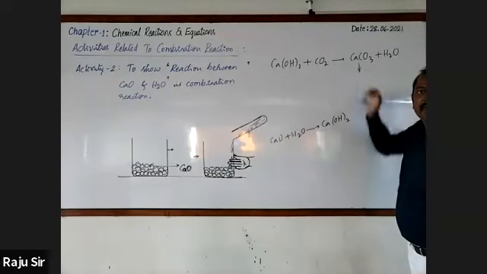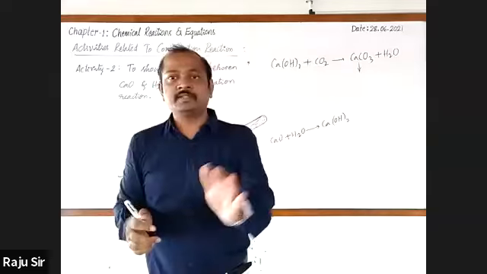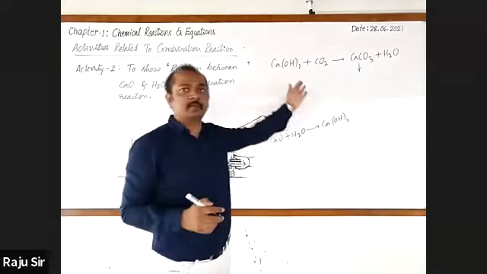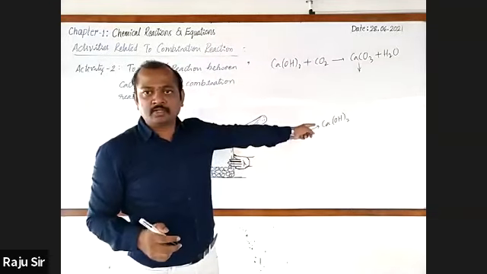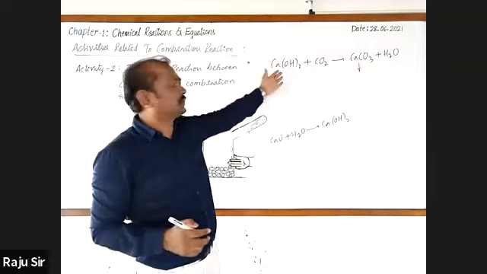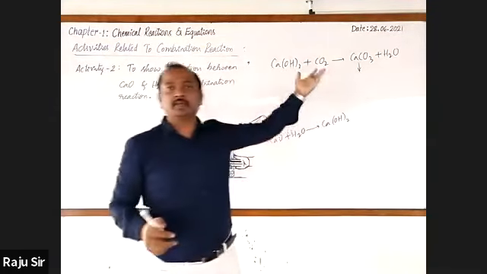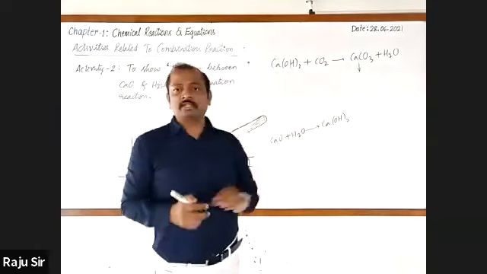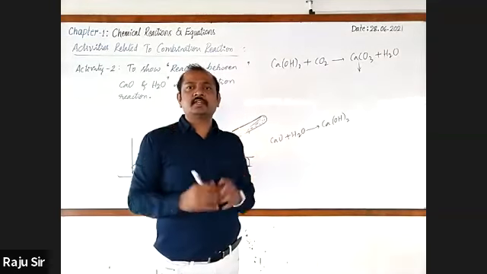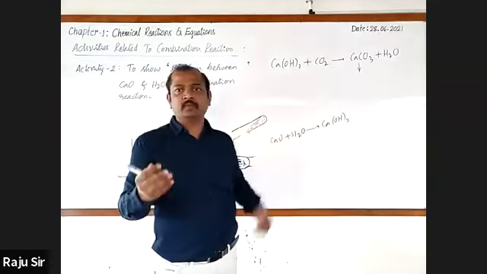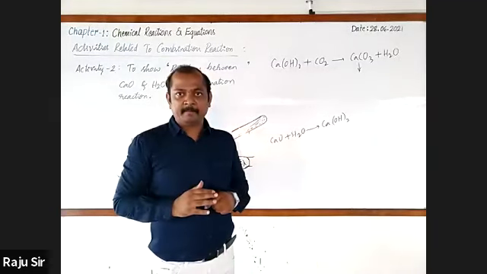Followed? Understood? Once again I tell you, the wall gets a shiny appearance 2 to 3 days after applying calcium hydroxide solution, because calcium hydroxide solution reacts slowly with the carbon dioxide and forms a thin layer of calcium carbonate on the wall. And this calcium carbonate, its nature is a shiny appearance. That is why the wall gets a shiny appearance. Clear?